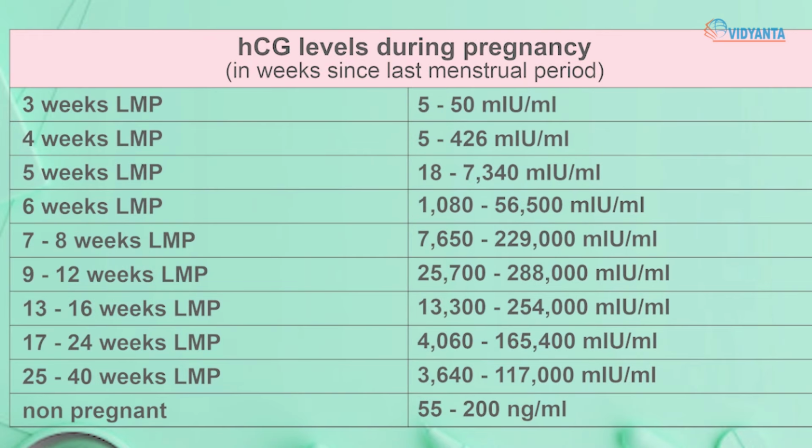This table depicts the HCG levels during pregnancy in weeks since last menstrual period. HCG levels during pregnancy is measured in terms of milli-international unit per ml.